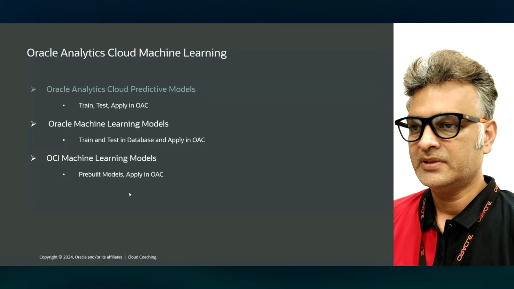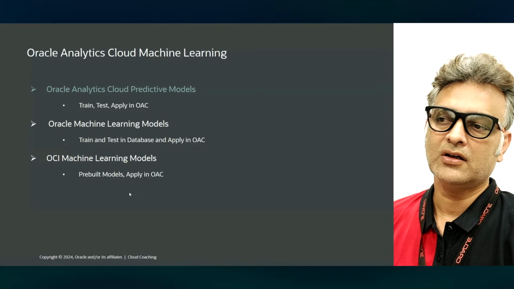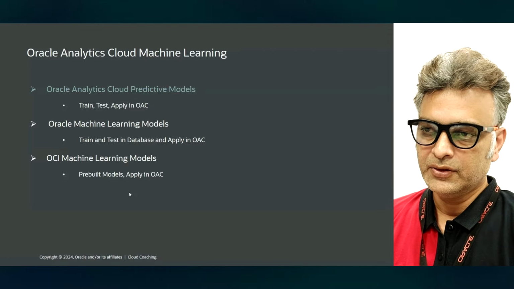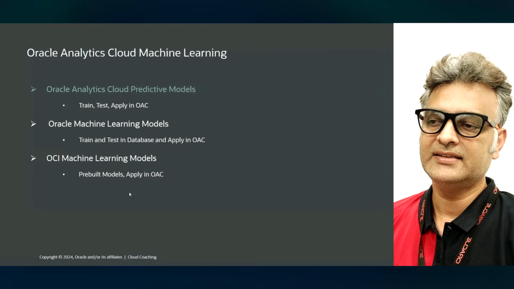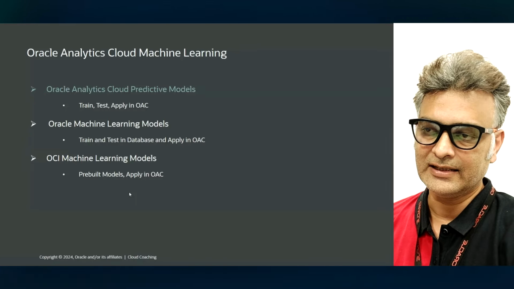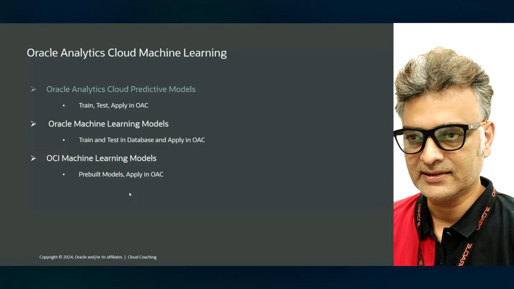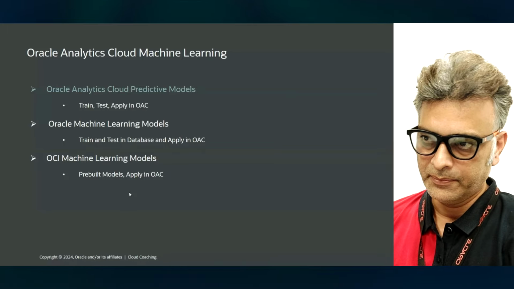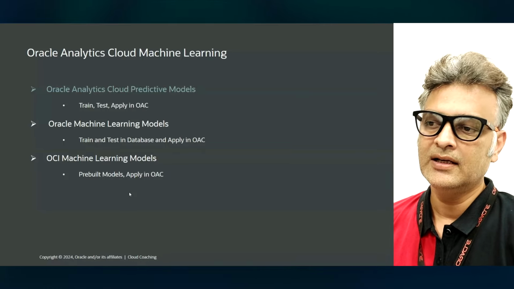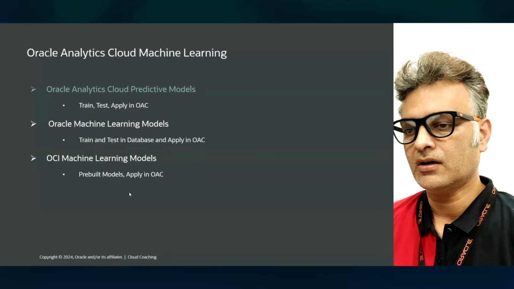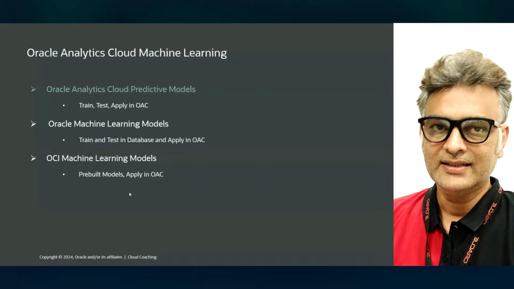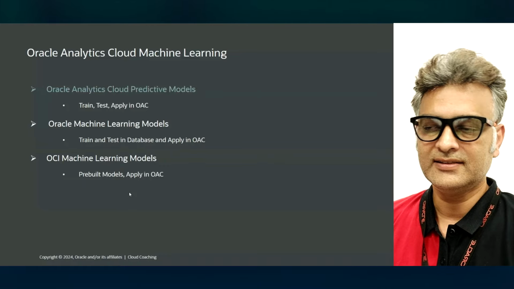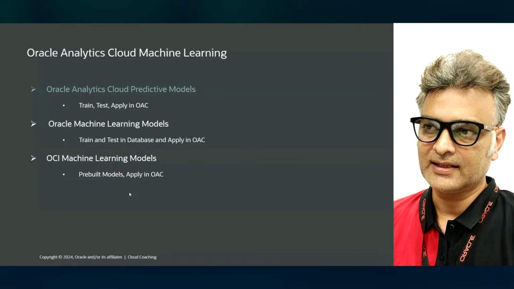The second type is the Oracle machine learning models that you can leverage from Oracle Autonomous Data Warehouse. So typically we have a feature called AutoML, where when you use this option of AutoML, actually the training and testing of the machine learning models will happen in the database, and then you can apply it in Oracle Analytics Cloud. And the third category is OCI machine learning models, where you have the machine learning models already built using various OCI ML services. So these pre-built models can be registered in Oracle Analytics Cloud, and then you can apply it on the test data. In today's session, we will focus on the Oracle Analytics Cloud predictive models that come inbuilt within the Oracle Analytics Cloud platform.